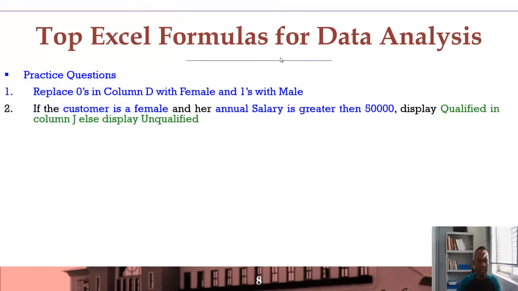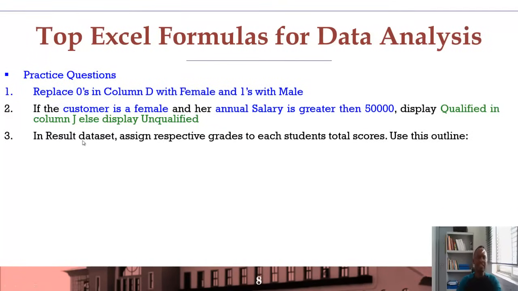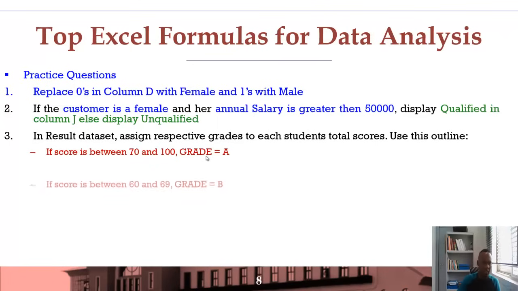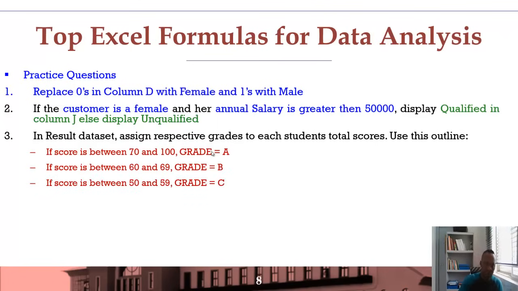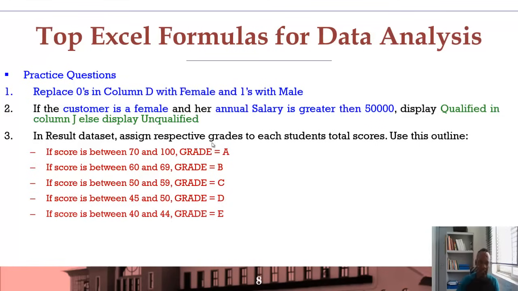So let's see other examples that we have. In the result data set, assign respective grades to each student's total scores. Use this outline. If score is between 70 and 100, grade should be A. If score is between 60 and 69, grade should be B. If score is between 50 and 59, grade should be C. If score is between 45 and 50, grade should be D. If score is between 40 and 44, grade should be E.